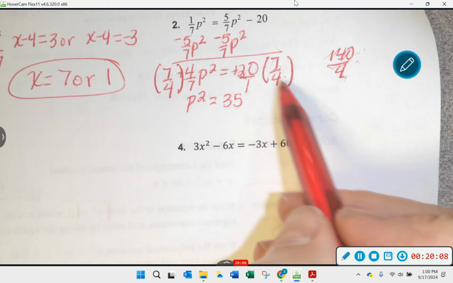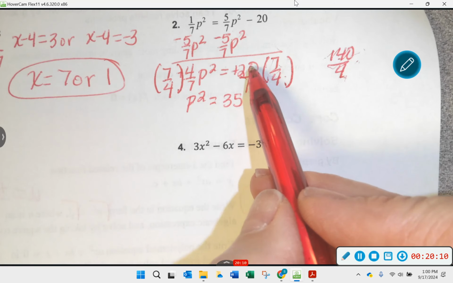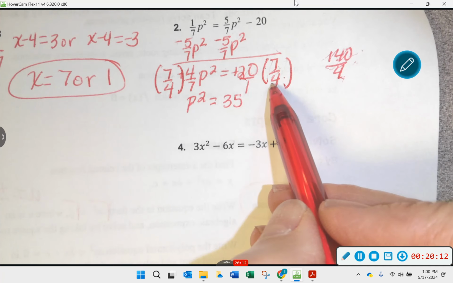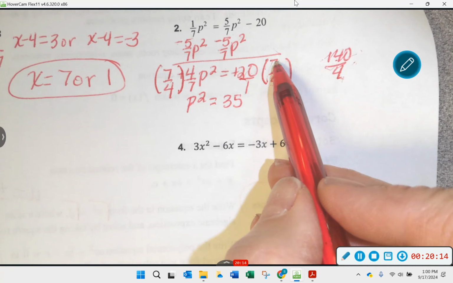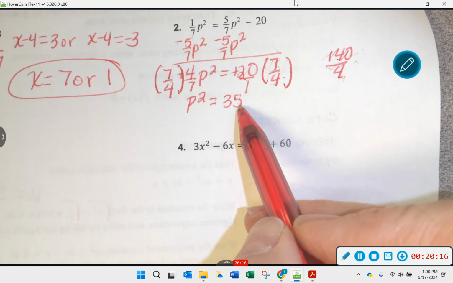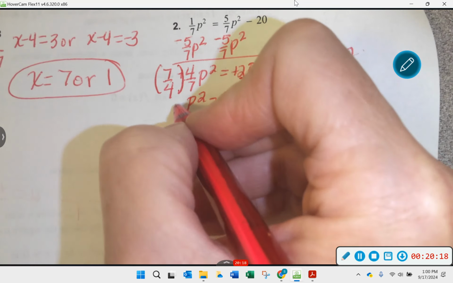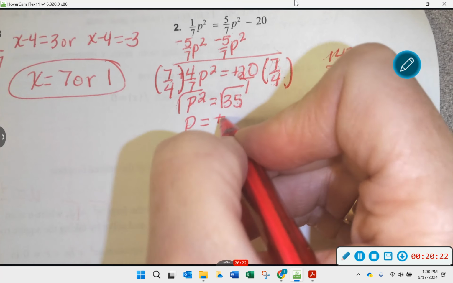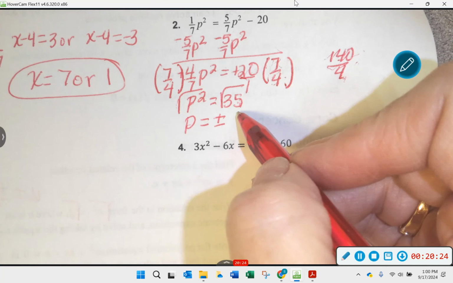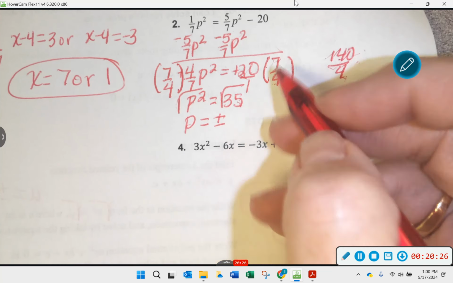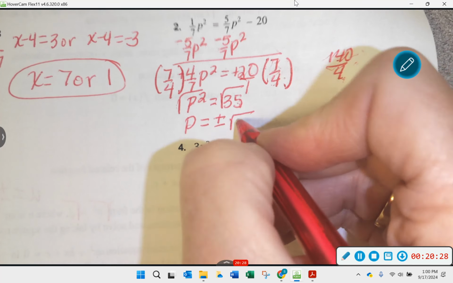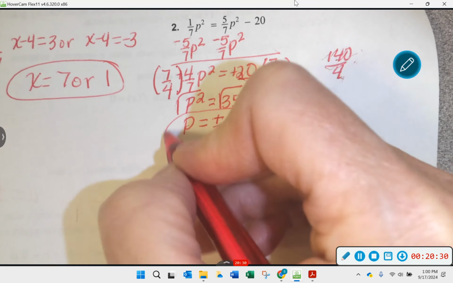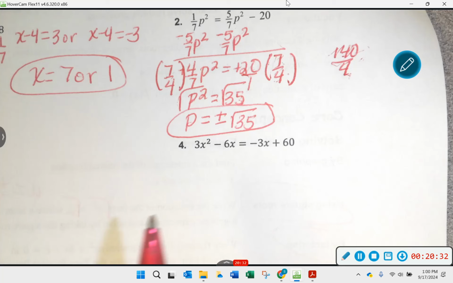Before I go too much further, though, here's another way you could have done this. What's 20 divided by 4 times 7? See how you can do it that way too? All right, take the square root now. I have to use plus or minus. Does the square root of 35 simplify? No, so we just have to leave it. Square root of 35. That's our answer. Nothing more we can do with it.